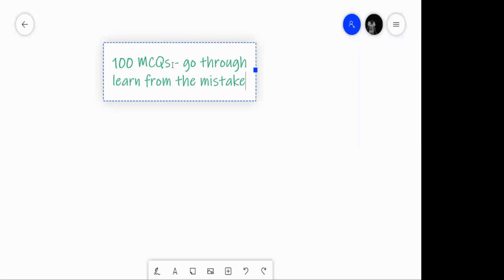96 MCQs. Okay, someone is saying 115, whatever the number there. See how much you got correct. Even for the answers that you got correct, you would have underlined them.